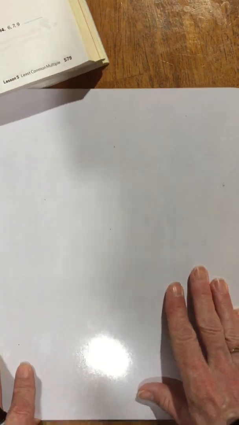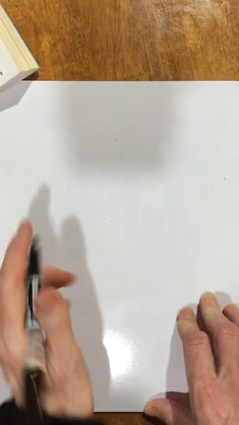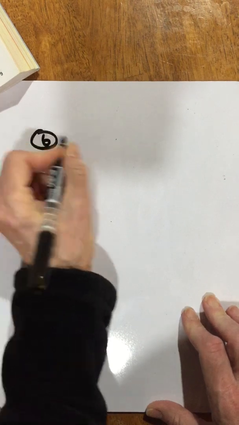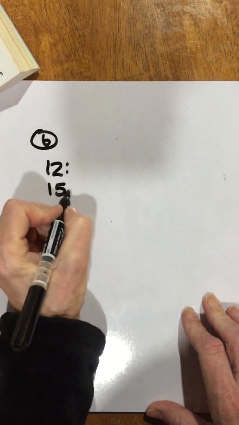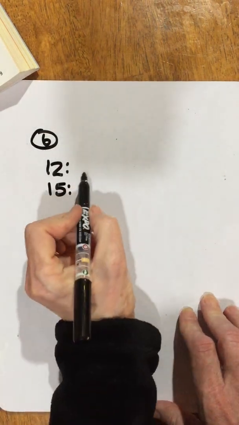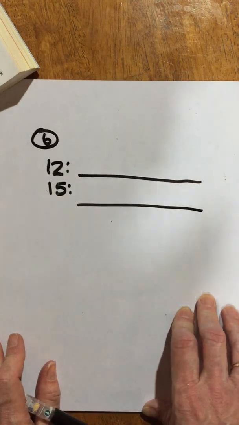$12 and $15. Okay, let's see how this goes. So for number 6, we have 12 and we have 15. And for these, because they're small, I'm going to list their multiples and see what the first one is that they both have in common.